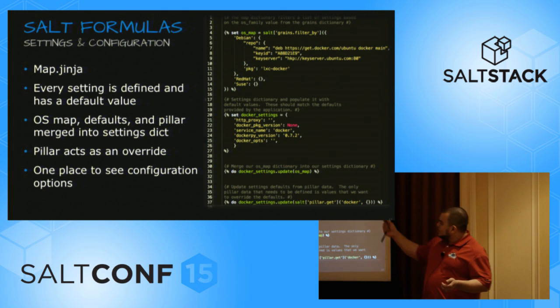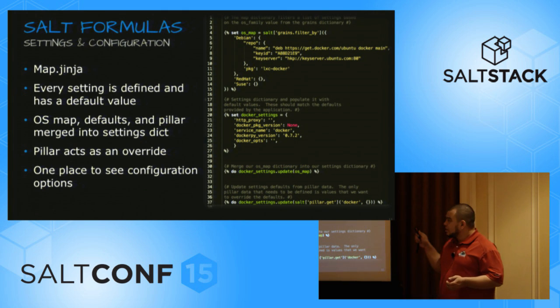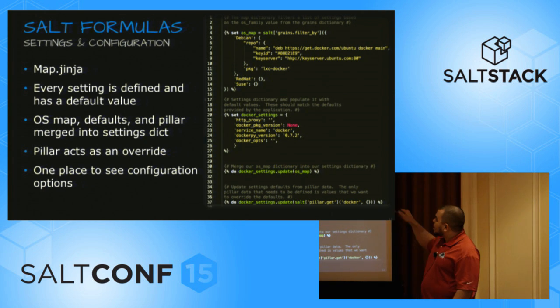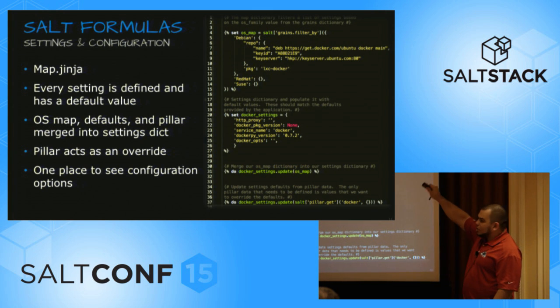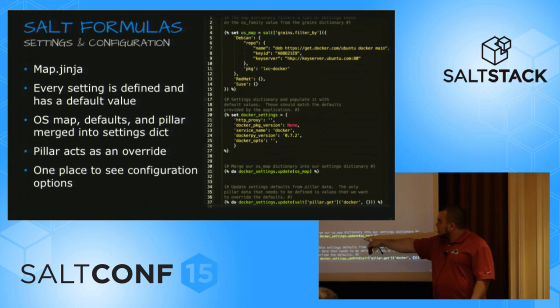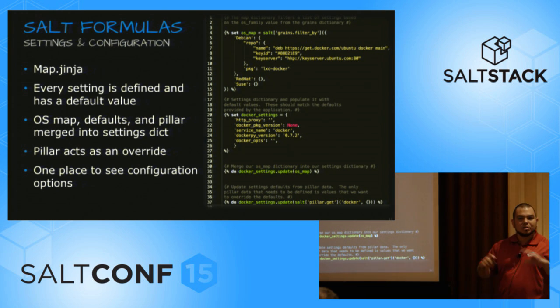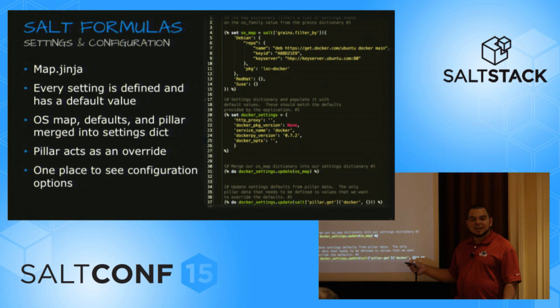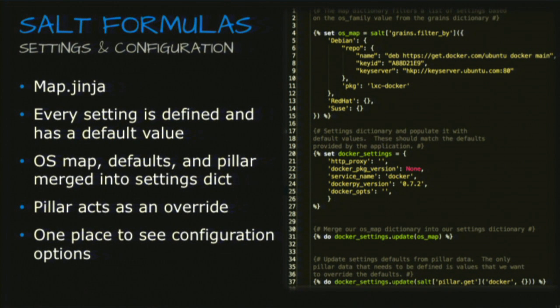And so we have this dictionary that defines all the default settings. So what we end up doing in this map is it resolves, right, when this file is rendered. The OS map resolves for the operating system it's on. We do an update down here where we merge the OS map into those default settings that are operating system agnostic. And then at the very end of the run, we do an update that does a pillar.get on this Docker key, right? And then merges in all your pillar data over those settings.